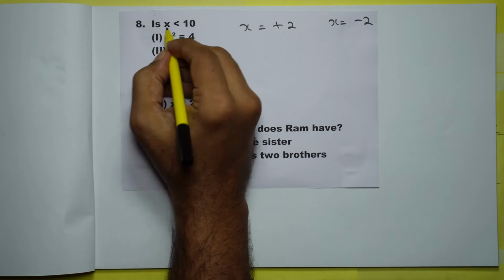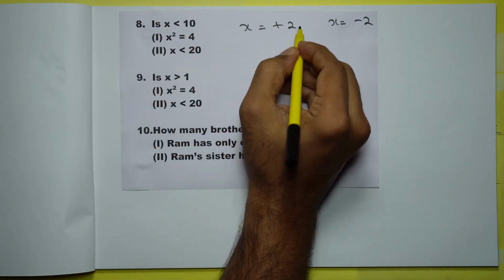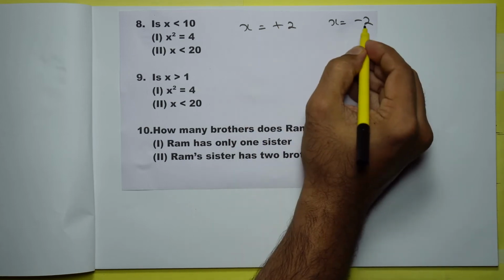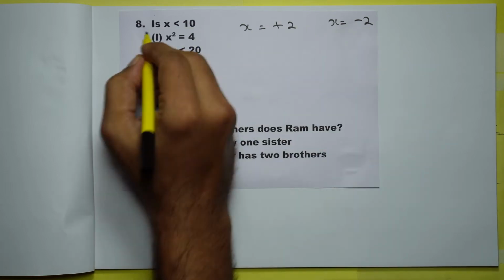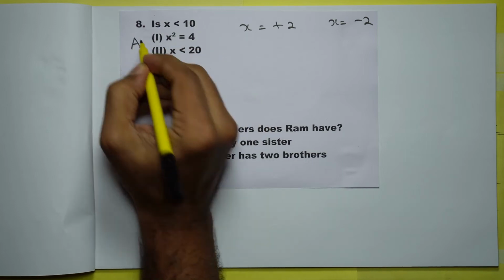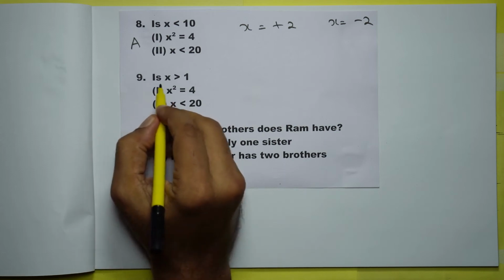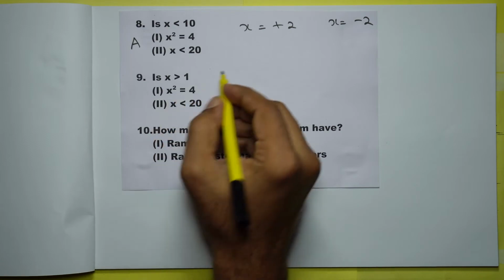Now the question is, is X less than 10? Yes, we'll get a clear cut yes, X is less than 10. The only two possible values are X may be plus 2 or maybe minus 2. So first statement alone is sufficient to tell you X has to be less than 10. So first statement alone will do, hence A is the right answer. Let us look at question number 9. Is X greater than 1? Here X square is equal to 4.